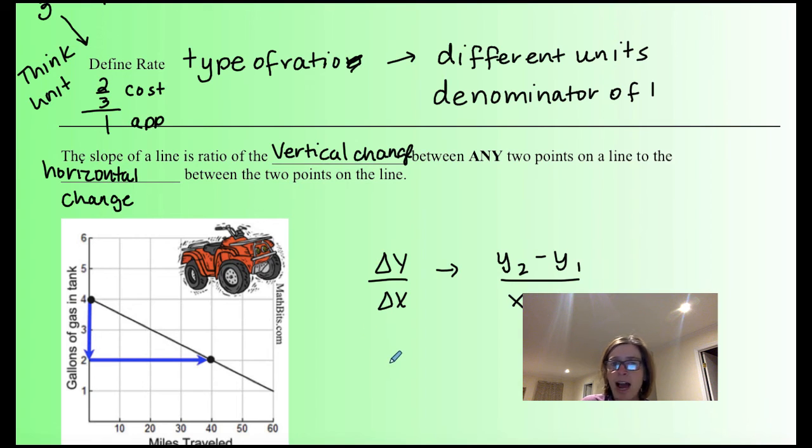Slopes can be fractions, so they are comparisons. It could be going down 2 in this case and over 40 in this case. That would be our slope. So -2 over 40, which we would simplify to -1 over 20. So that is a ratio.